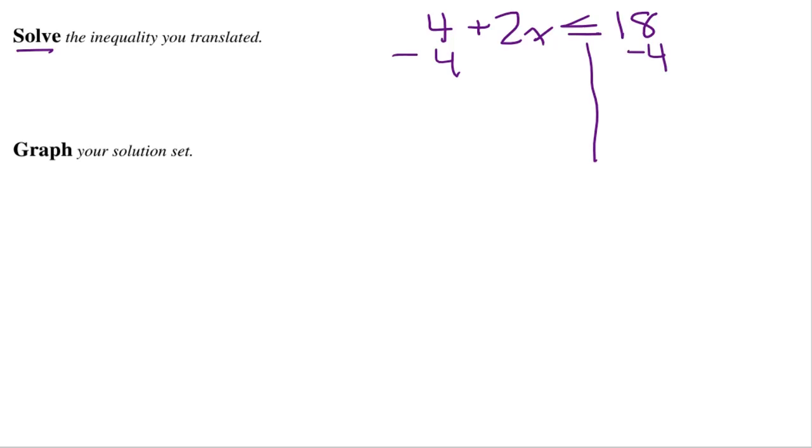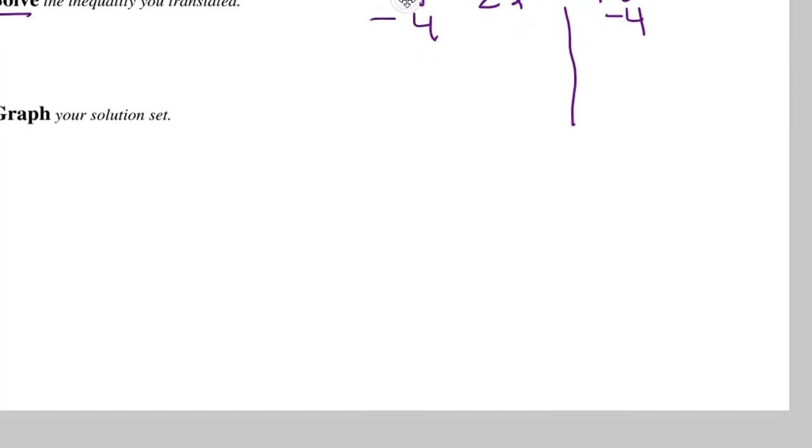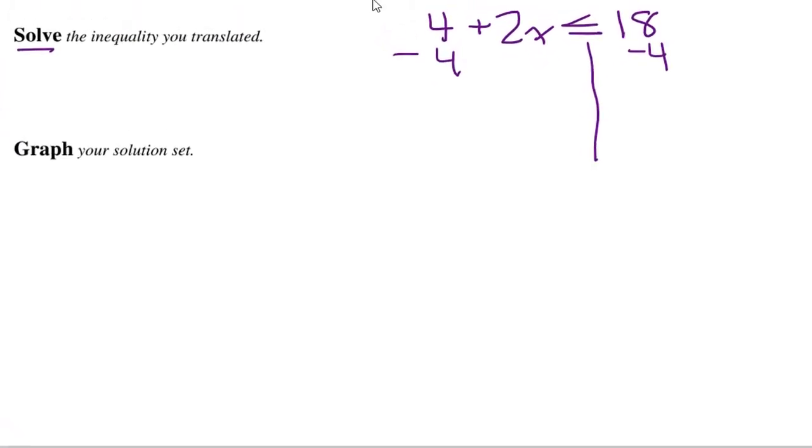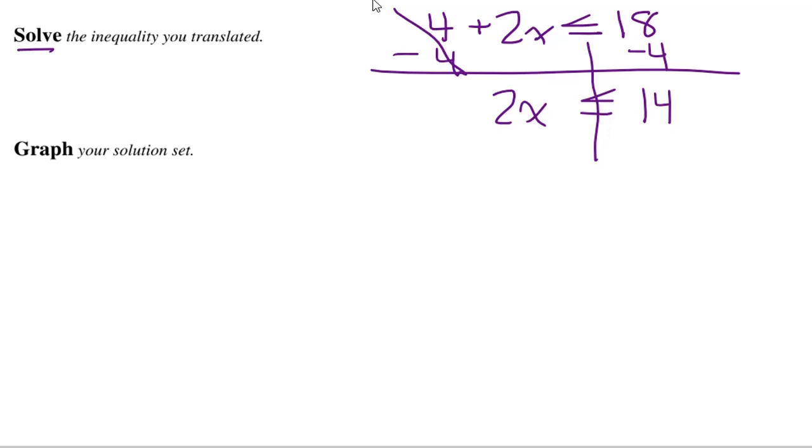4 minus 4 crosses out to be 0. And then I'm left with 2x on this side. I didn't do any multiplying or dividing by a negative number, so my symbol stays the same. 18 minus 4 makes 14. Undo that multiplying by dividing by 2 on both sides. Again, no dividing by a negative number, so my symbol stays. Final answer, x is less than or equal to 7.